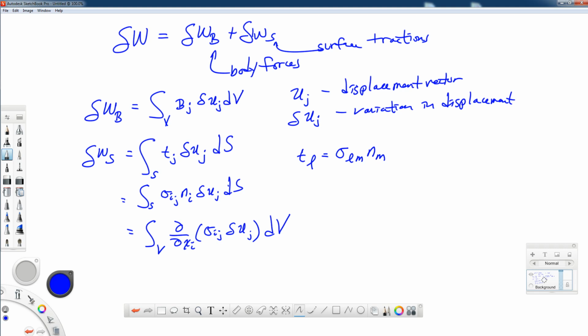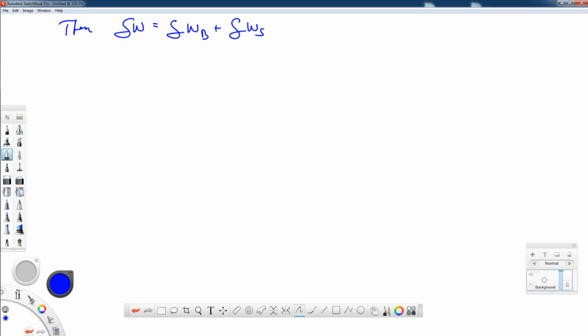Alright, so I'm going to put these together. Let me make a little bit of room. We can express this in terms of a volume integral of these two terms. The first term is the one with the tractions. We're going to take the partial with respect to x sub i of sigma ij delta uj. And then the next one with the body force terms, the b sub j delta uj.